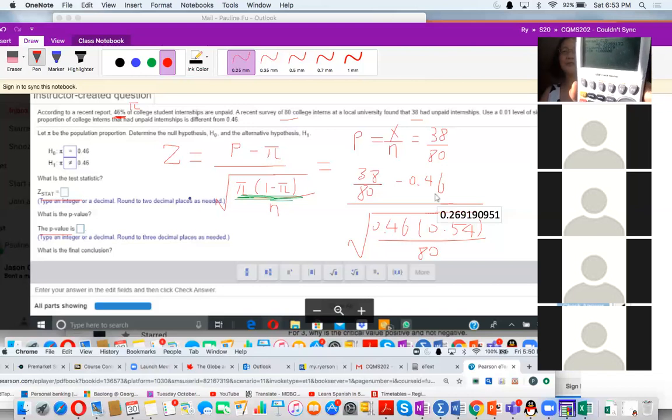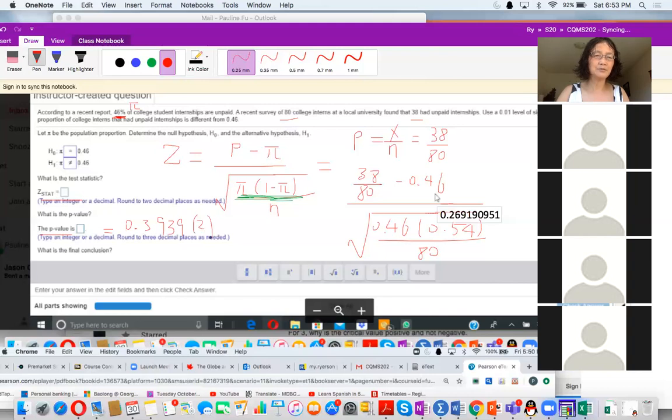Because this is a two-tailed test, we have to multiply by 2. This number multiplied by 2 is the p-value. So I get p-value equal to 0.3639 multiplied by 2. Okay, so you know how to get the result.